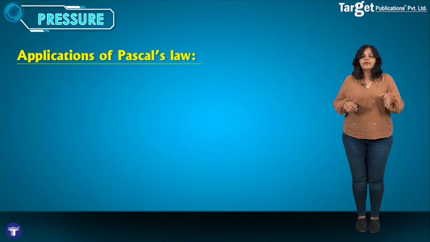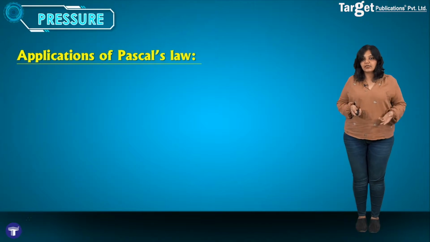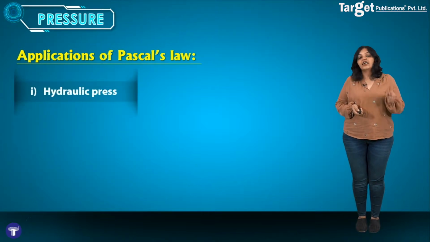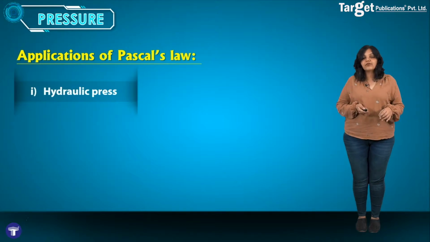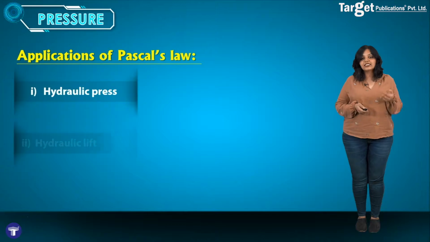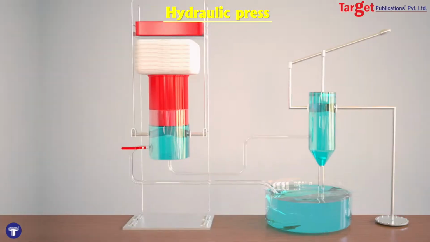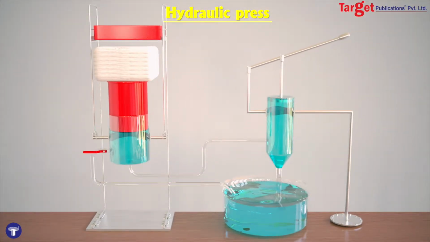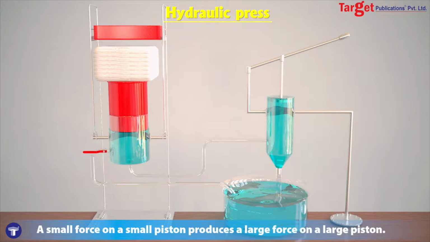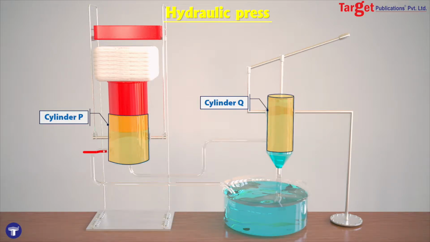A number of devices are based on the principle of transmission, that is Pascal's law. Famously, there are 3 hydraulic machines which use the principle of Pascal's law, that is the hydraulic press, the hydraulic lift, and the hydraulic brakes. Let's take a look at the working of one of them. For example, let's first consider the hydraulic press. In each of these devices, fluid is used to transmit the pressure. The hydraulic machines are based on the principle that a small force on a small piston produces a large force on a large piston. The setup of the hydraulic press consists of 2 cylinders, each fitted with a piston.